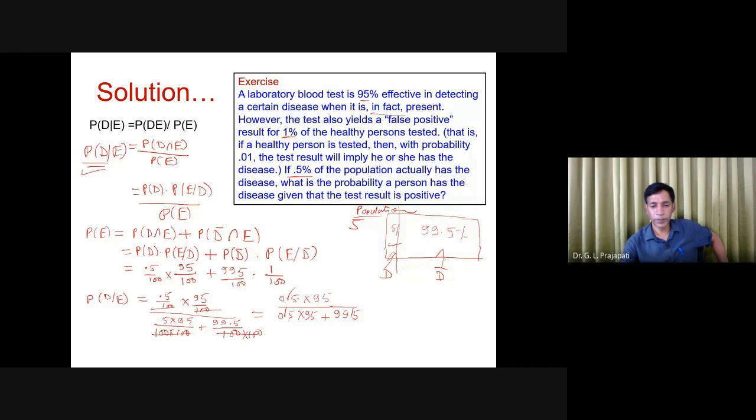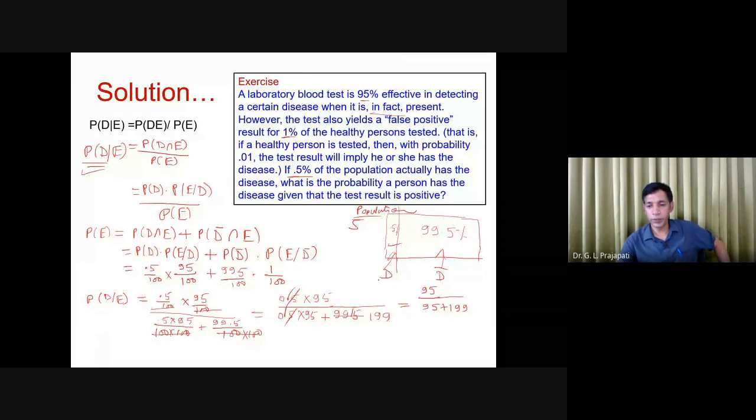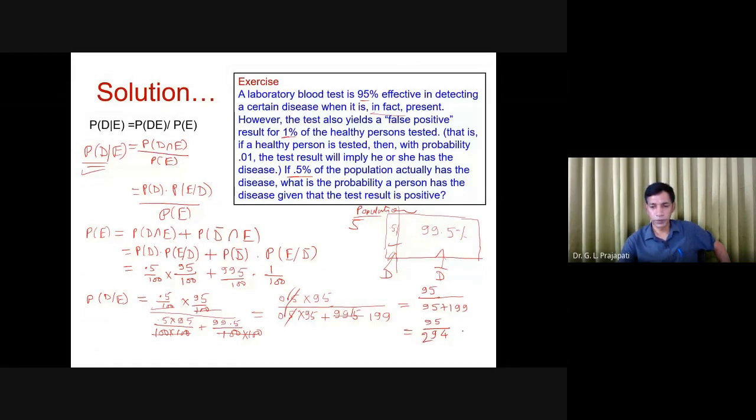If you take 5 common, the 5 can cancel, and the 5 from here can cancel, and what is here? 199. Are you getting this? You can take 5 common from here and here. So the 5 is cancelled, 95 remains, divided by 95 plus 199. If you add this, then what is the answer? So this is 294, and this is actually the answer.